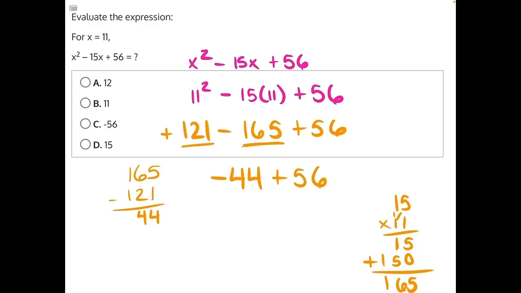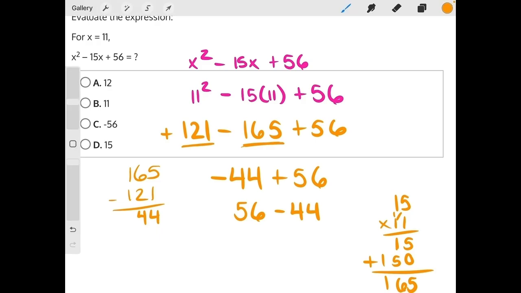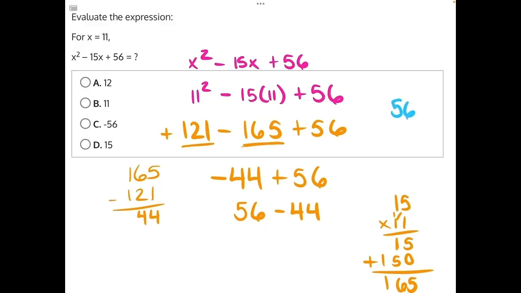Adding a negative is the same thing as subtracting a positive, so if it's easier to think about, you can switch this to say 56 minus 44. And then we can just set up another subtraction. I'll do that in another color over here. 56 and 44. 6 minus 4 is 2. 5 minus 4 is 1, making answer choice A, 12, our correct answer.